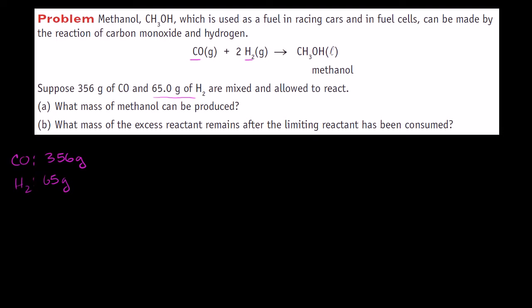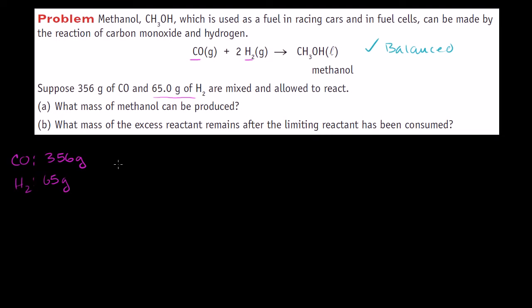But first we have to figure out which is the limiting and which is the excess. And before we even do that, we should always check that our equation is actually balanced. So let's just check that. On the left-hand side of this equation, we have one carbon. On the right-hand side, we also have one carbon. So that looks good so far. On the left-hand side, we have one oxygen, and on the right-hand side, we have one oxygen. Left-hand side, we have 4 hydrogens, 2 times 2. On the right-hand side, we have 4 hydrogens, 3 plus 1. So this is balanced.